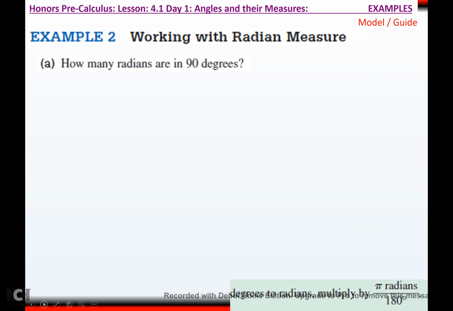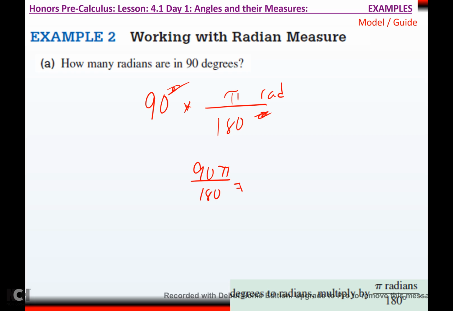Alright, how many radians are in 90 degrees? In 90 degrees, if I want degrees to go away, I put it on the bottom. I want radians on top. There are 180 degrees in pi radians. The degrees cancel. And this gives me 90 pi over 180 radians. Now I can simplify this. The zeros cancel. 9 goes into 9 once, 9 goes into 18 twice.